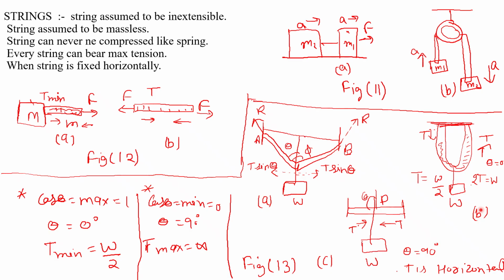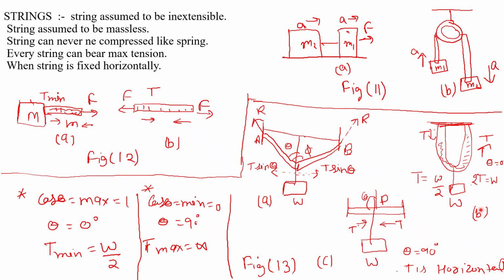Next, we also see that tension in the string will be minimum when cos theta is maximum, equal to 1, theta is equal to 0 degree. So T minimum is equal to W by 2. This is why tension in the string loaded at the middle can never be lesser than half the suspended load.